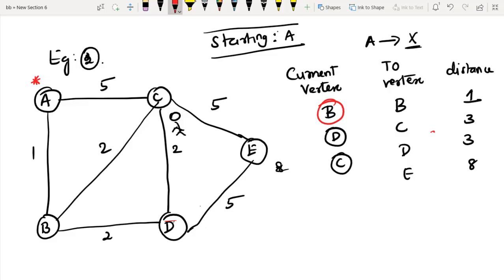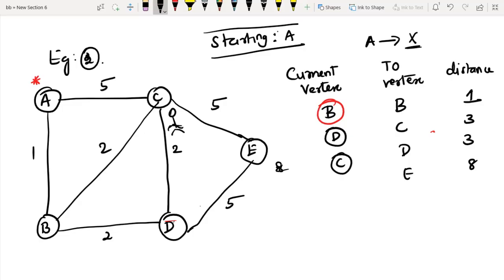And I have to move to E now. So from A I have to go to E through C, because C is my current node. So 5 plus 5 is 10. Is 10 less than 8? No. 10 is not less than 8, so let me ignore this also and not update it.